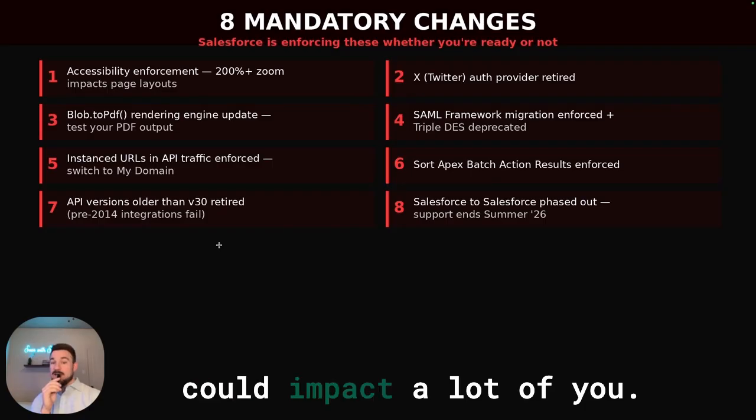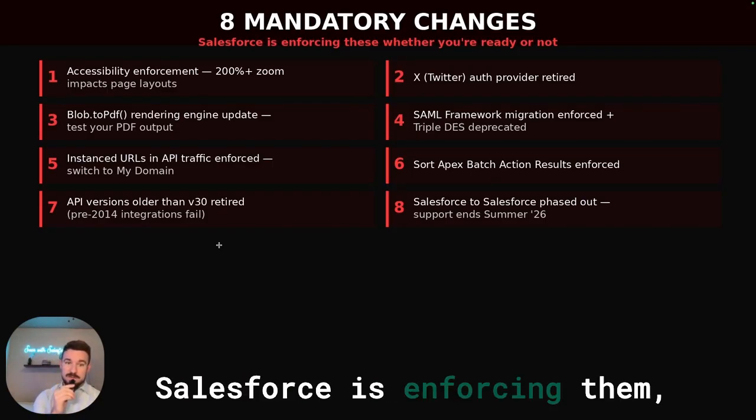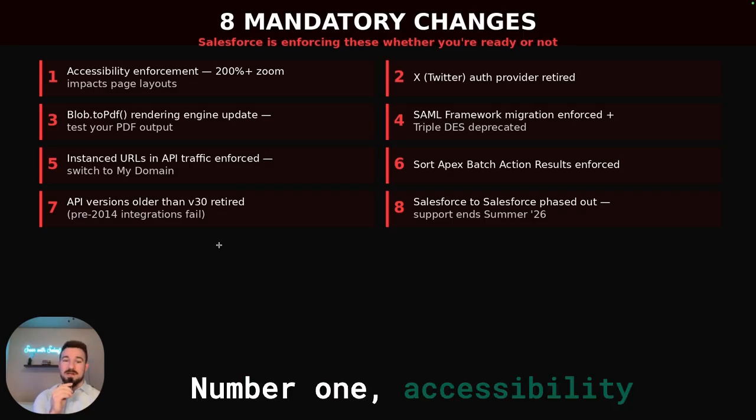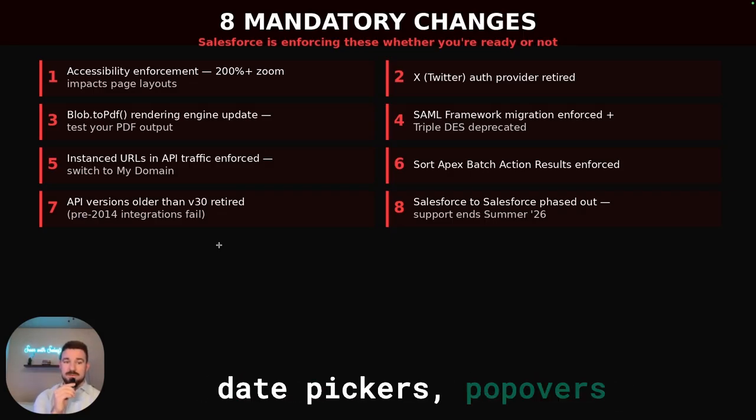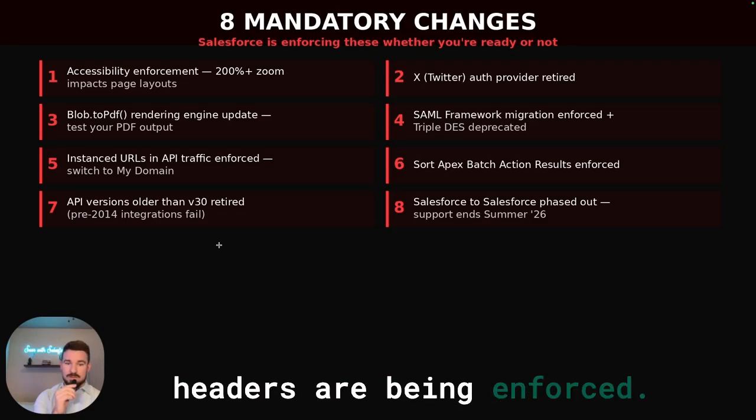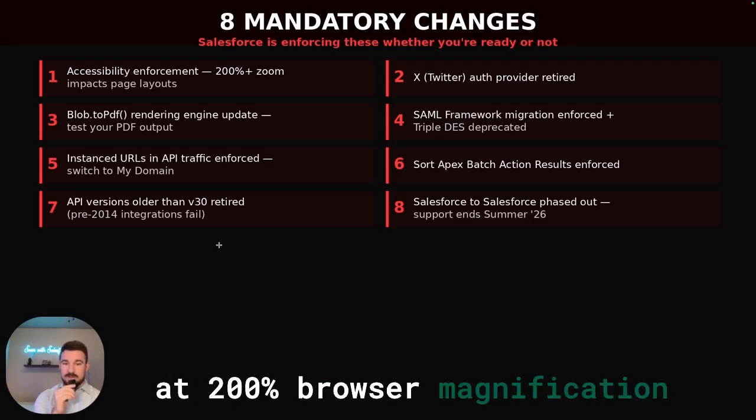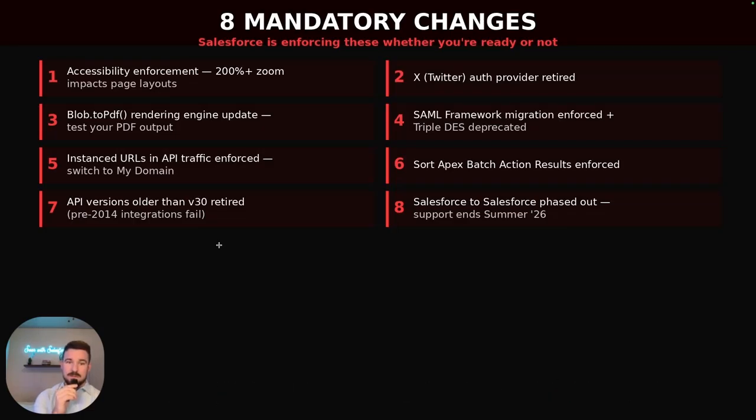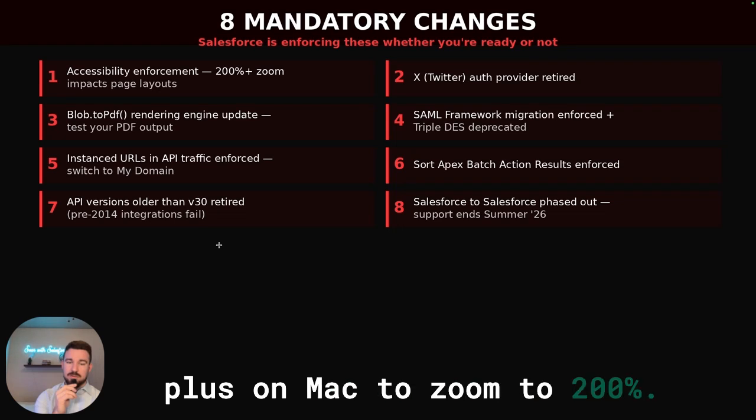Now, here's the part that could impact a lot of you. There's a lot of mandatory changes, meaning Salesforce is enforcing them, whether you're ready or not. Number one, accessibility enhancements for page headers, modal windows, date pickers, popovers, utility bars, and record headers are being enforced. If your users access Salesforce at 200% browser magnification or higher, this could affect your page layouts. Test by pressing Control+ on Windows or Command+ on Mac to zoom to 200%.